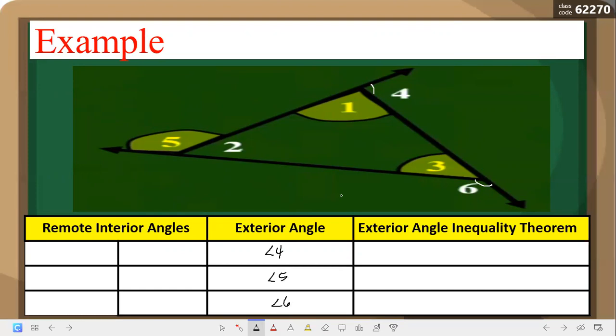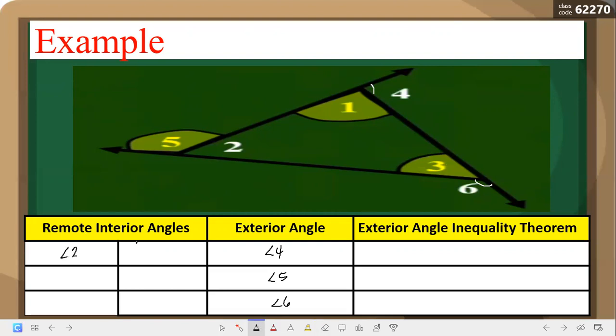Then we also identify the remote interior angles of the exterior angles. For angle 4, we said that we need to consider the two remote interior angles, which must not be adjacent. So we have angle 2 and angle 3, the interior angles. So we have angle 2. Wait, let me fix my penmanship.